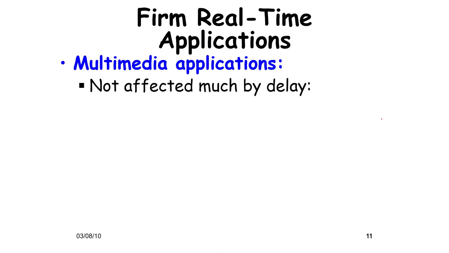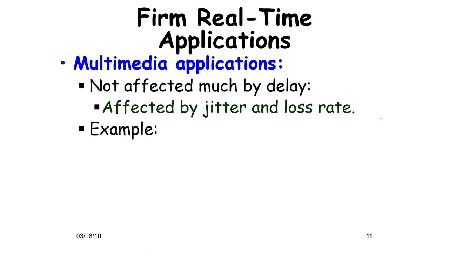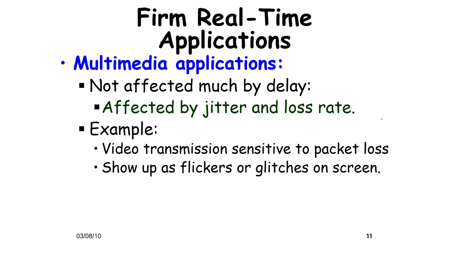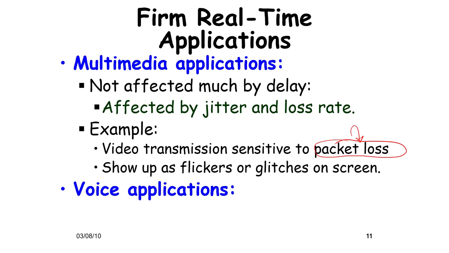So you look at firm real-time applications, right, where occasionally you're allowed to drop a packet. Here again, delay is not an issue, but packet loss rate and jitter are the major issues. So video transmission is of course sensitive to packet loss. This is not something that you're supposed to lose. But again, if you lose one or two packets, it will show up as flickers or glitches on the screen, which is fine. It will not really break things. It will be at best a minor encumbrance, but that's fine.